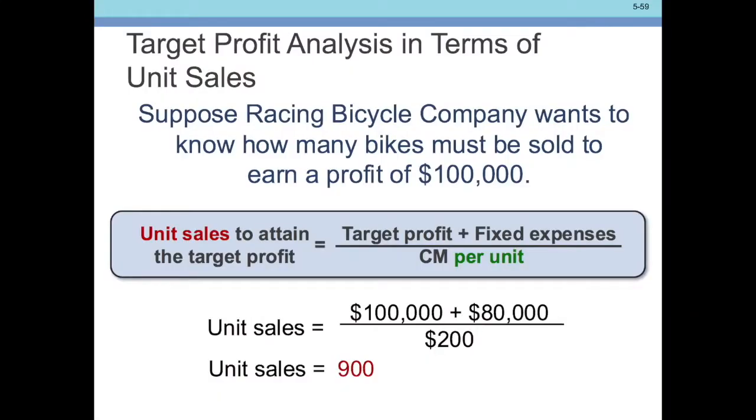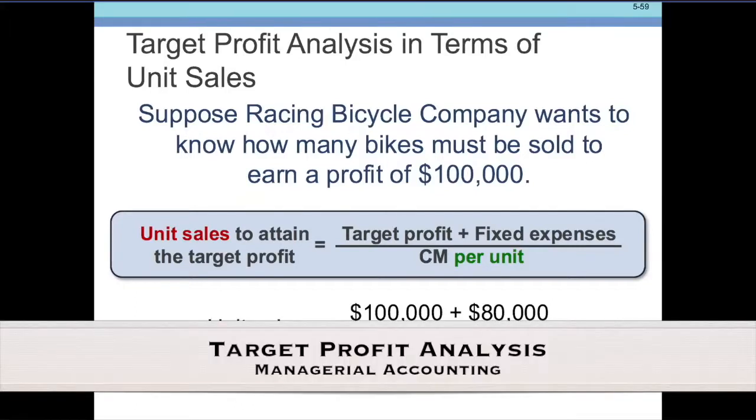Now, that would be very helpful if you were a business person to see, I want to figure out how much money I need to earn my bonus or to make whatever goal it is you have. So having a target profit would be helpful. We can do this this way, which is the bicycle company is target profit plus fixed expenses divided by contribution margin per unit. So unit sales equals 100,000 target profit plus 80,000 fixed expenses divided by $200 would give us the unit sales of 900 units.